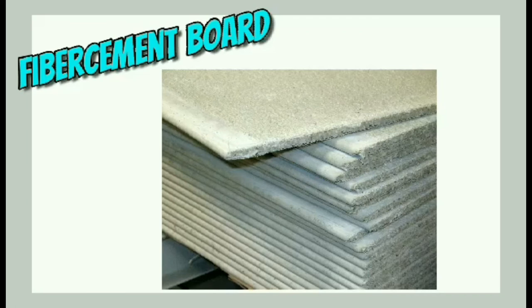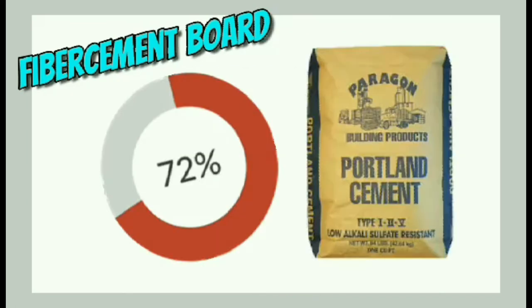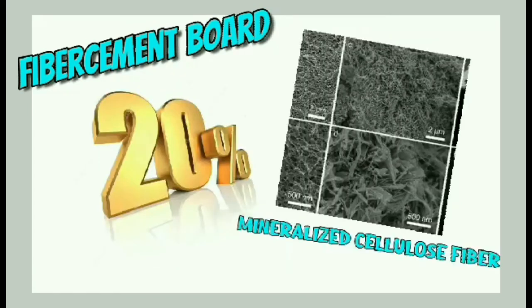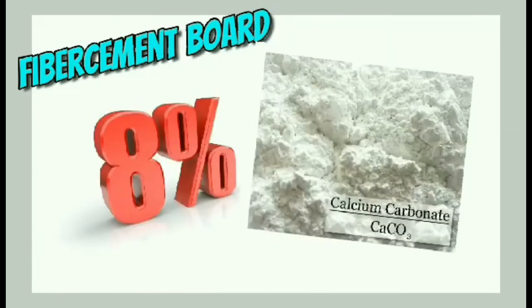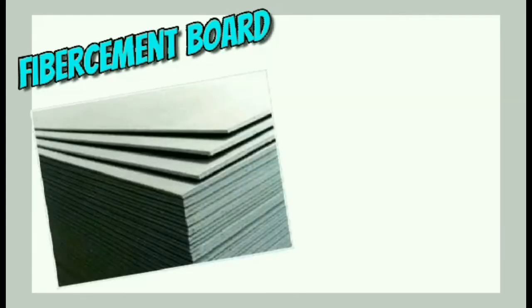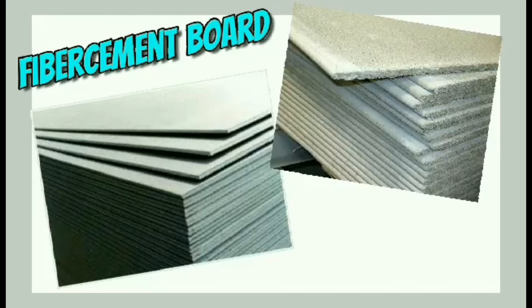Then fiber cement board. Fiber reinforced cement board is comprised of 72% Portland cement, 20% mineralized cellulose fibers derived from recycled materials, and 8% calcium carbonate. This is the fiber cement board. Here are the examples.